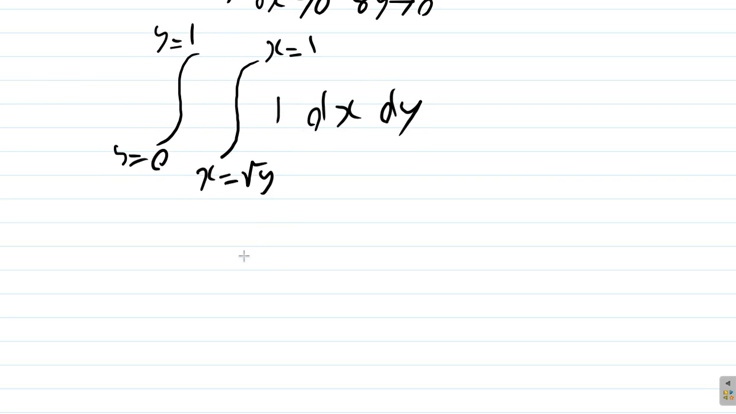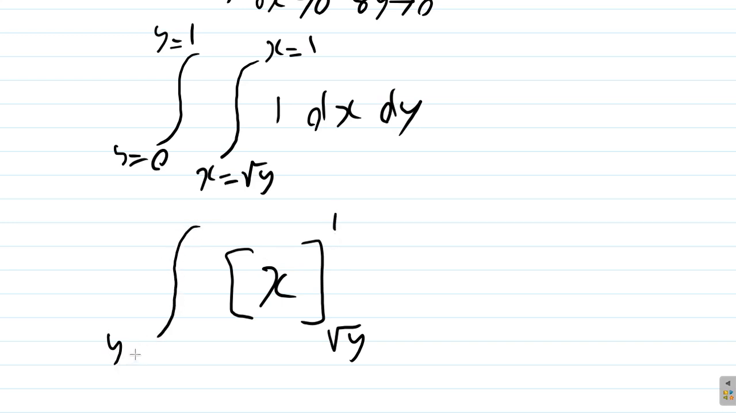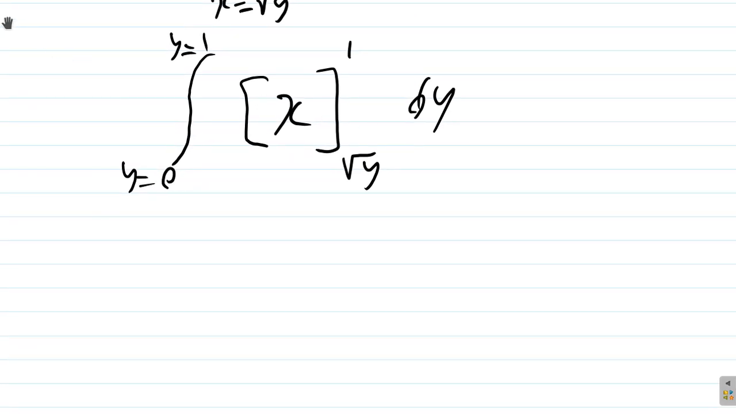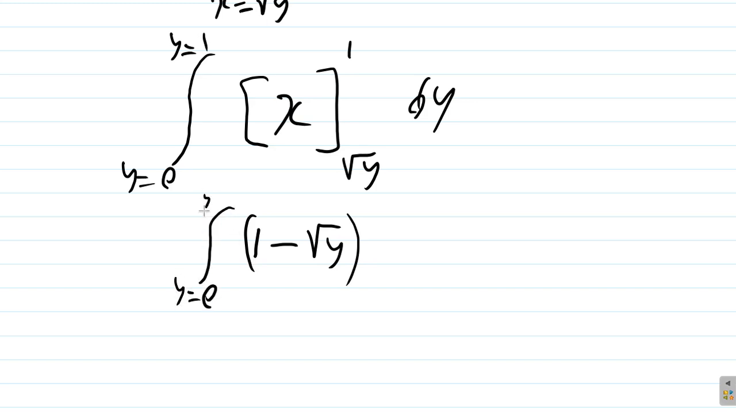Now, this is really 1 you're integrating, and when you integrate 1 with respect to x, what you get is x. And it's a definite integration, so we're going from x equals square root of y up to x equals 1, and then we will soon do this integration from y equals 0 to y equals 1 dy. Alright? Now put in the boundaries. We get 1 minus the square root of y. I'm going to integrate that from y equals 0 to y equals 1 dy.